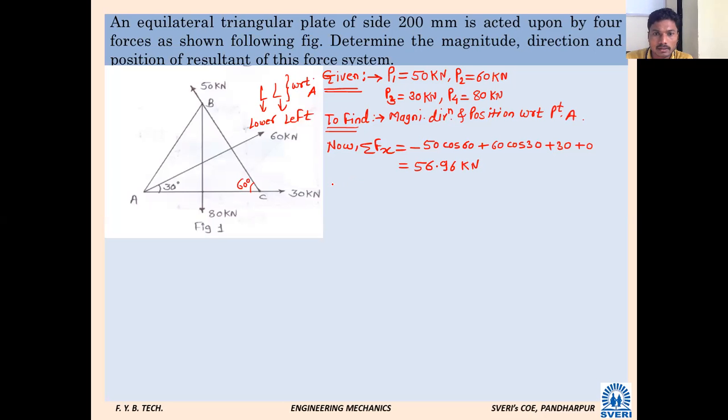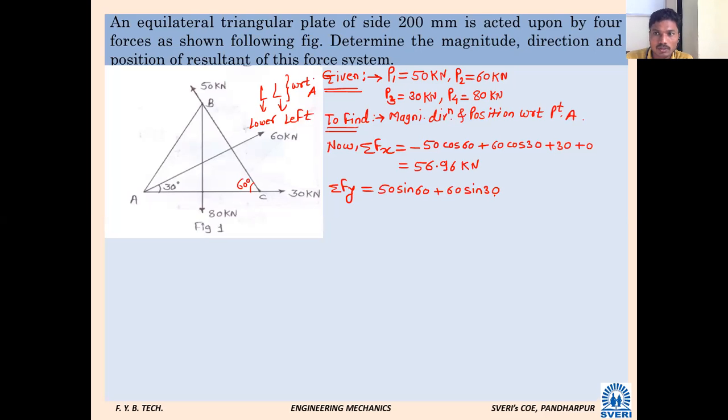Okay. Next summation Fy equal to, tell me now, for 50 kilonewton force, how will be its y component? Positive. Very good. 50 sin 60. Second force 60 kilonewton. Positive, again positive. 60 sin 30.